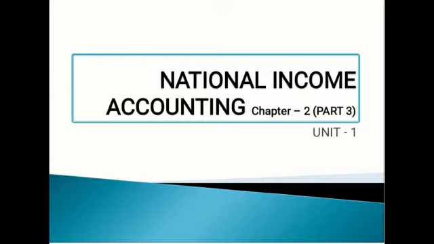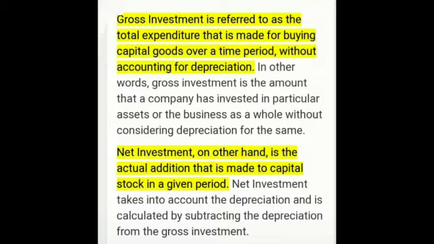Children, we can check what is gross investment and net investment once again. Gross investment is the total expenditure that is made for buying capital goods over a time period without accounting for depreciation. In gross investment, we are not considering the depreciation. Or in other words, gross investment is the amount that a company has invested in a particular asset or the business as a whole without considering its depreciation.